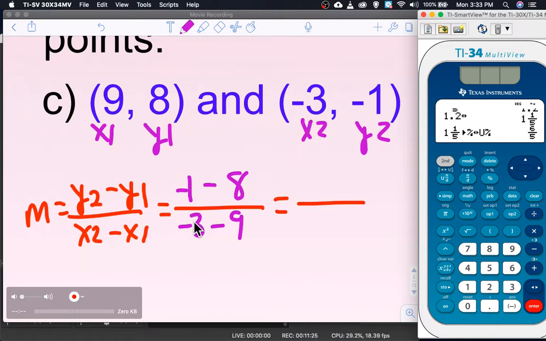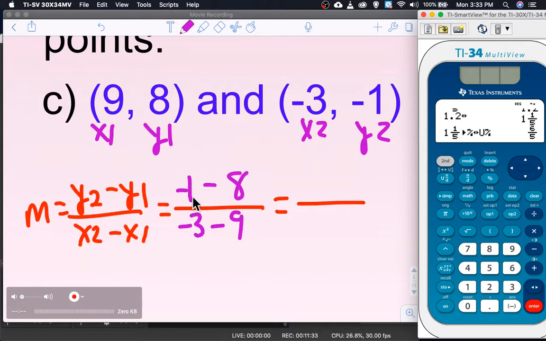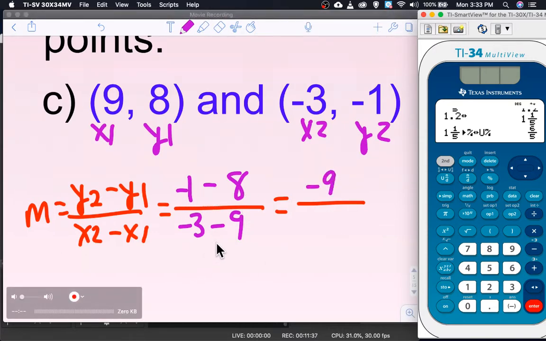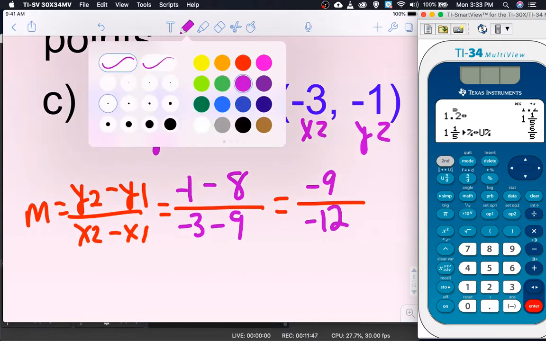X2 is -3 minus x1 is a +9. So if you made a mistake, check them out. Now we're going to do the math across the top. -1 minus 8 is -9. -3 minus 9 is -12. If you don't believe me, do the math in your calculator. But I'm not lying to you, at least not yet.